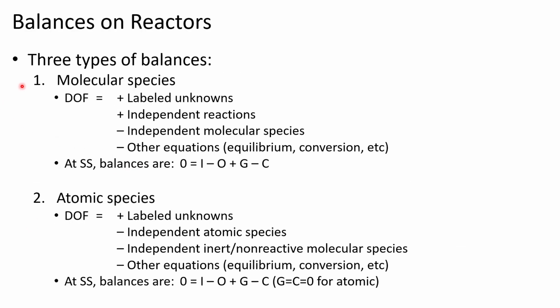There are three types of balances that we'll use for reactors. The first is a molecular species balance. As its name implies, it's a balance on each independent molecular species.